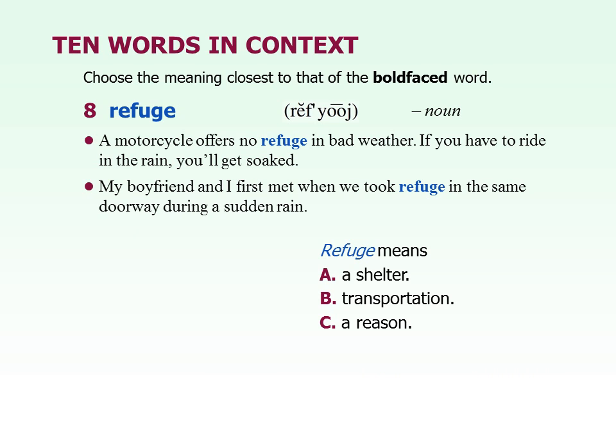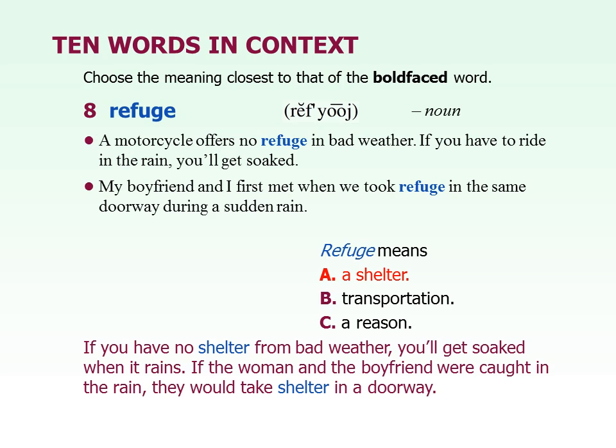The next word is refuge. This is a noun. A motorcycle offers no refuge in bad weather. If you have to ride in the rain, you'll get soaked. My boyfriend and I first met when we took refuge in the same doorway during a sudden rain. It's a shelter.